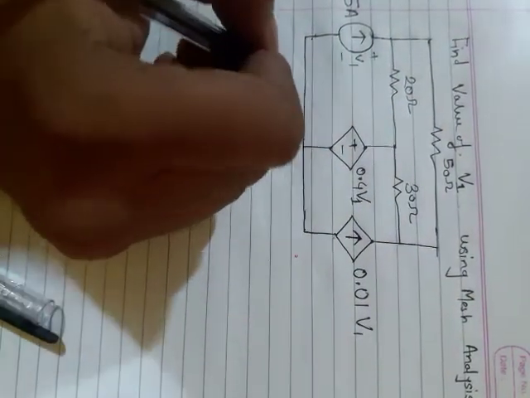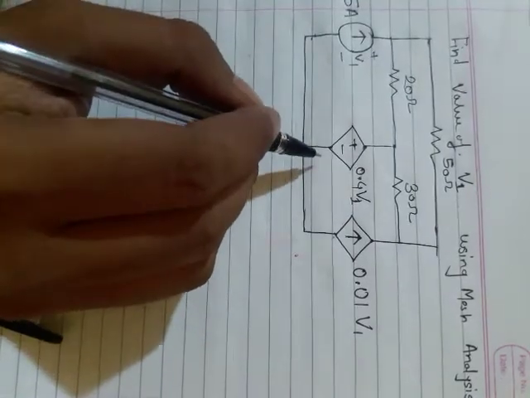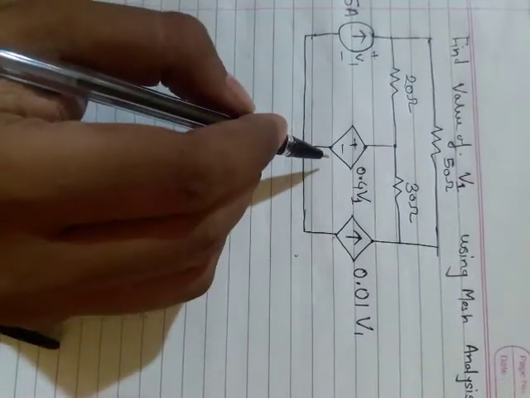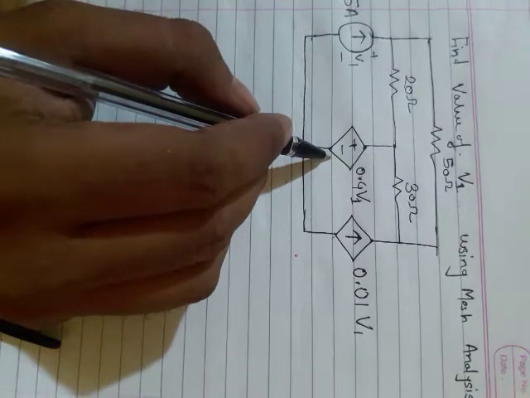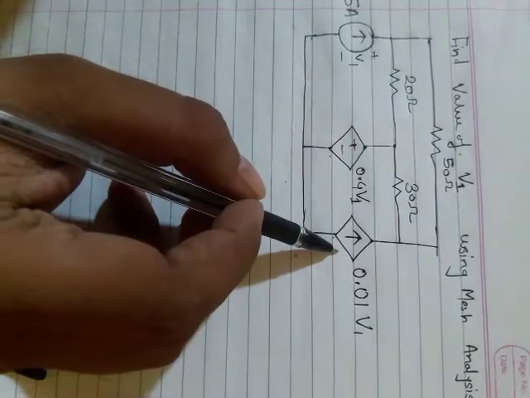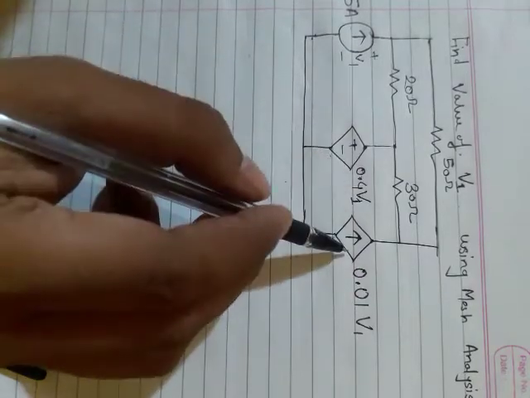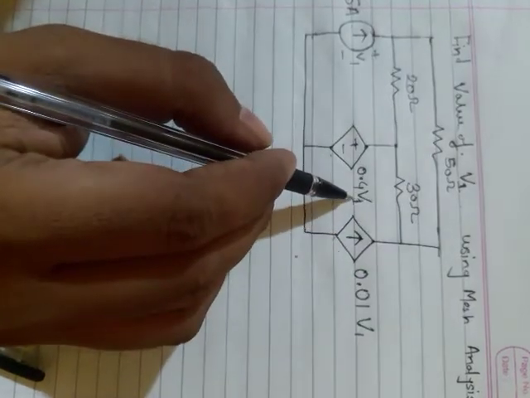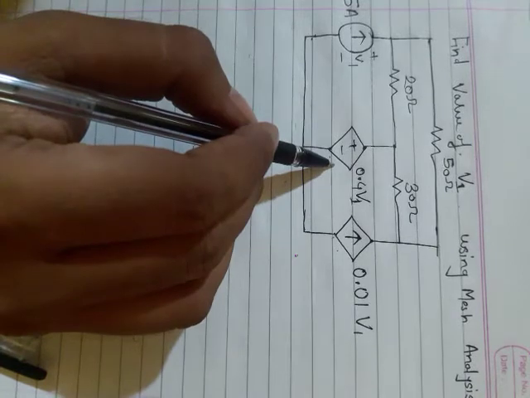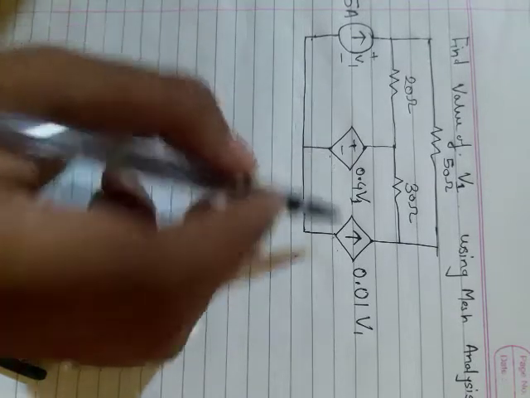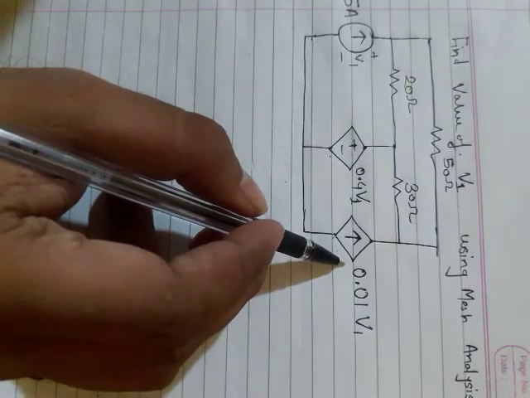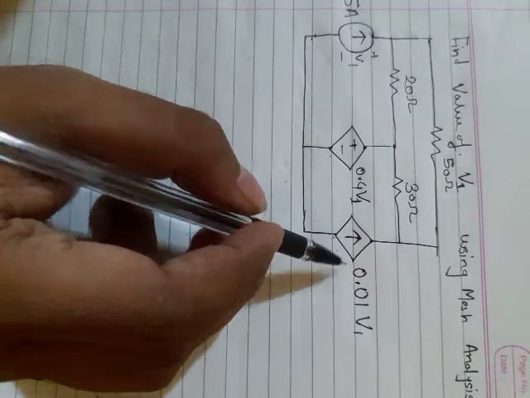As you can see in this figure, there are two dependent sources. One is a dependent voltage source and the other is a dependent current source. The value of these sources depends on the value of V1. That's why this is called a voltage controlled voltage source, and this is a voltage controlled current source.